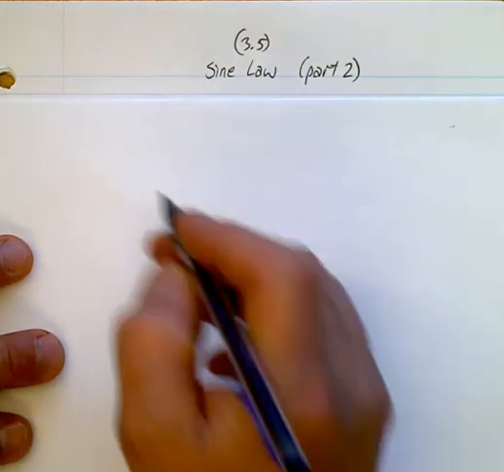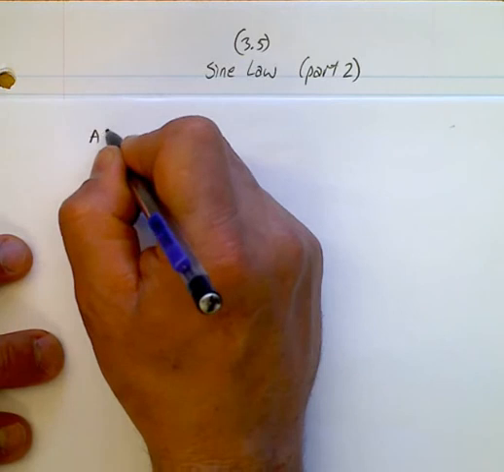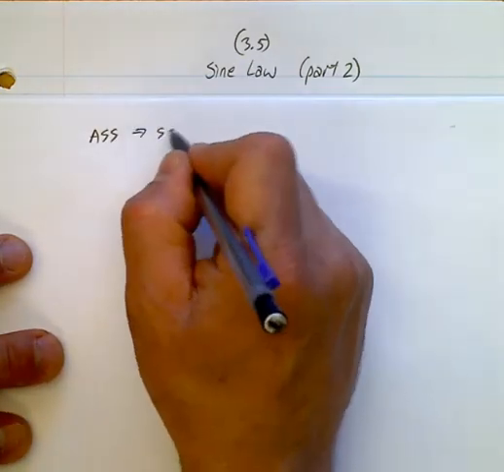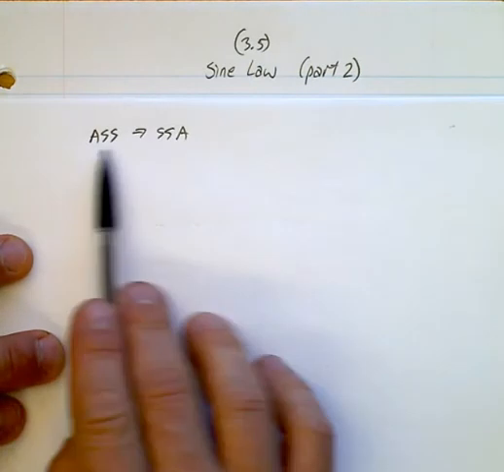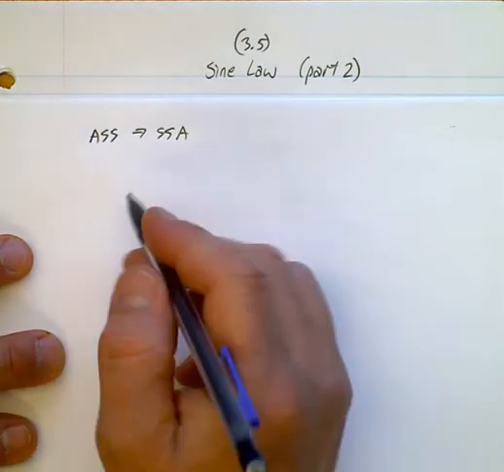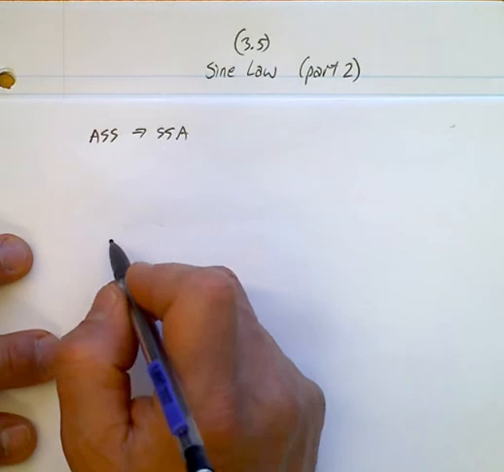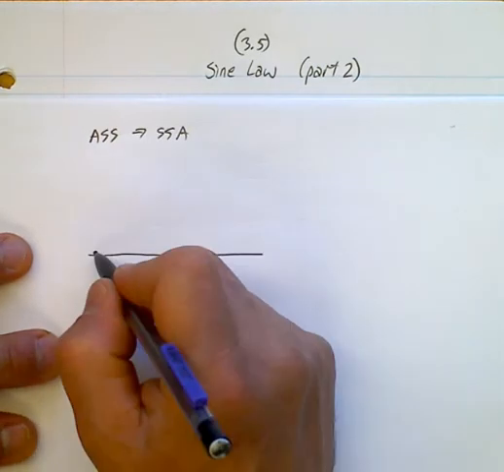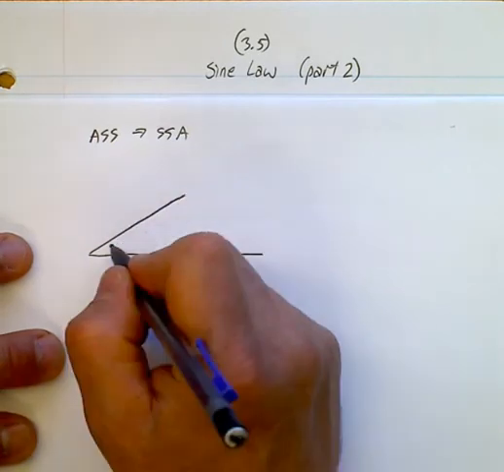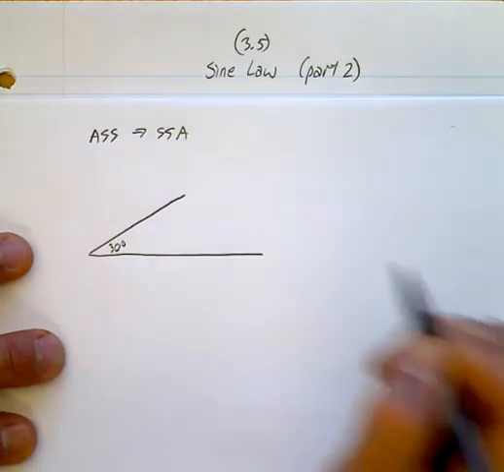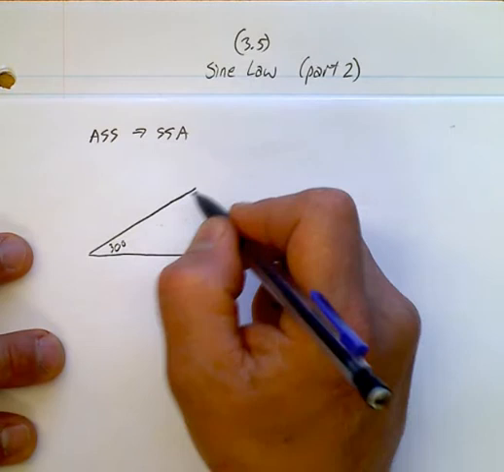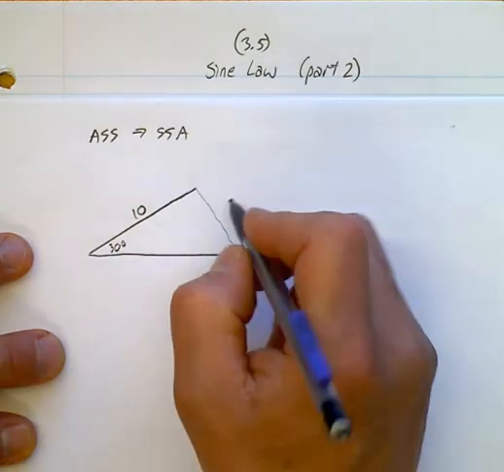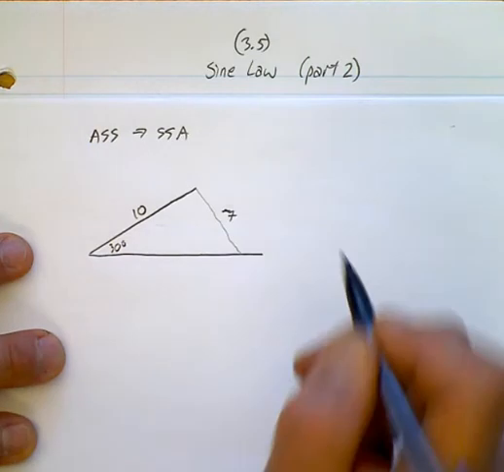Now, that happens when we have what we call an ASS triangle. I've referred to them as an SSA triangle. The reason is obvious, okay? Because this is a pain in the ass, all right? Now, what that means is that if you're given an angle of, let's say, 30 degrees, and you're given a side of, say, 10, and then another side over here of, say, 7, okay?